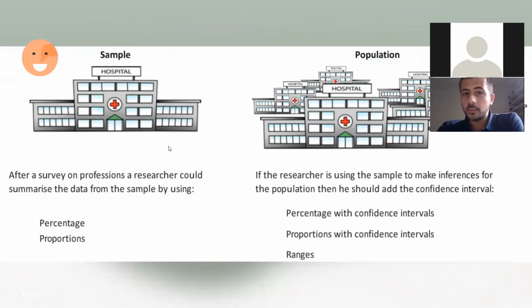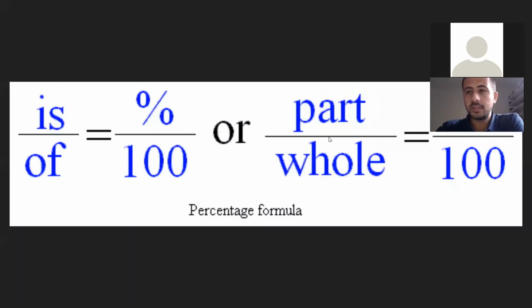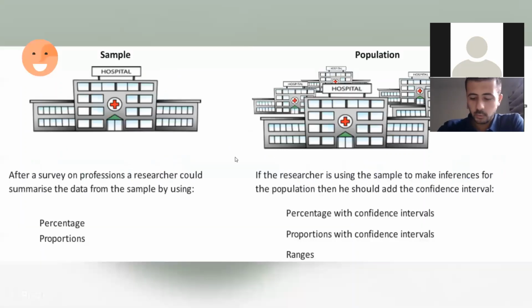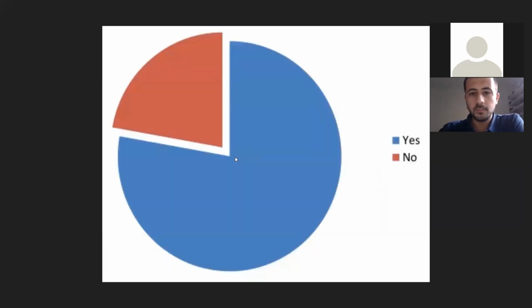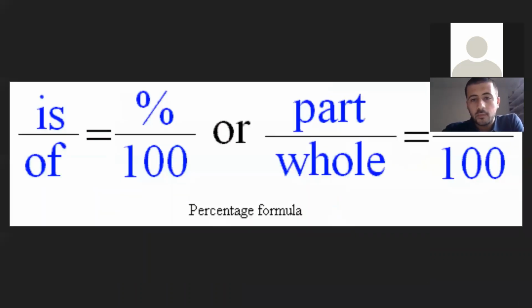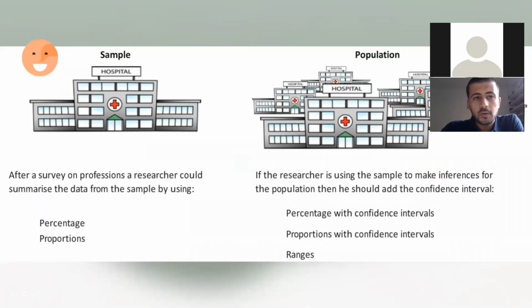Okay, we are talking about categorical data. We say that we have this pie chart, we have the percentage formula, we have a sample that represents everything I want, and a sample that represents the population.